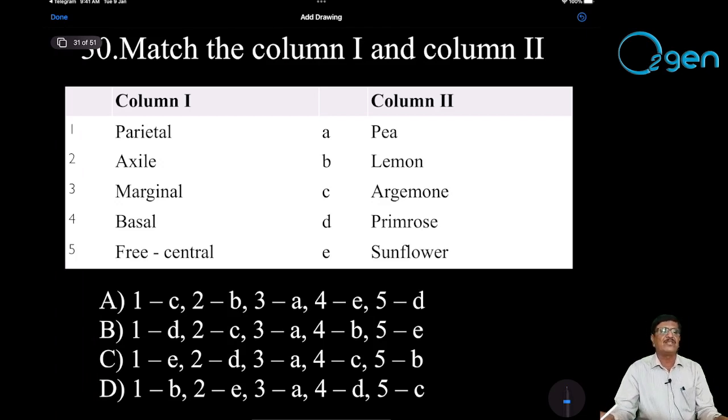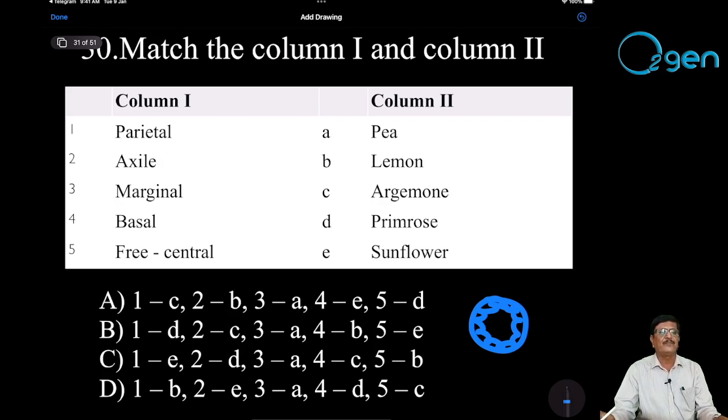Match column 1 with column 2. Here the placentation is given: column 1 has the placentation and column 2 has examples. The parietal placentation means seeds are attached at the margin of the fruit, so in the center there is a hollow cavity. Argemone is an example.